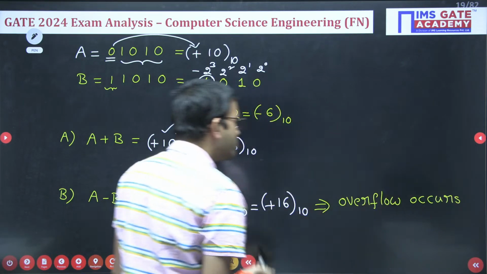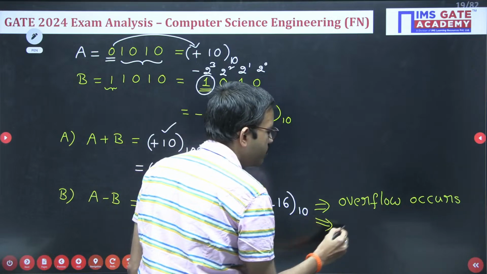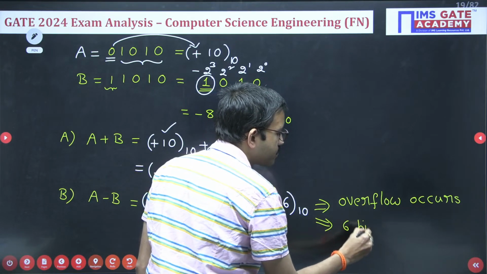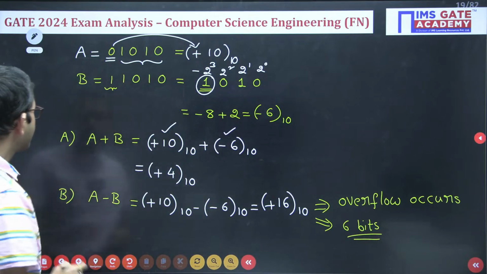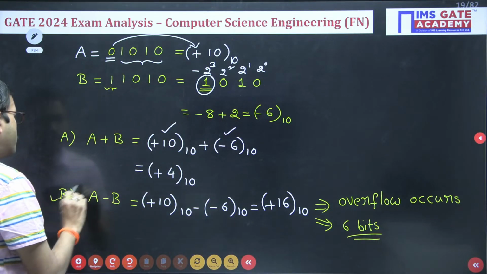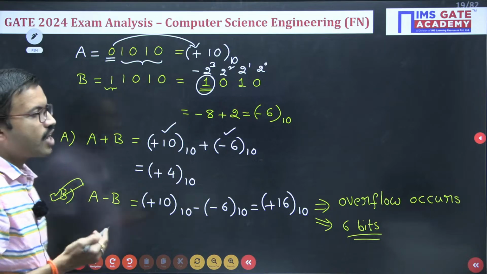So if you want to represent the resultant sum, here we require 6 bits. Since it is an MCQ question, obviously one option will be correct. So option B is correct.